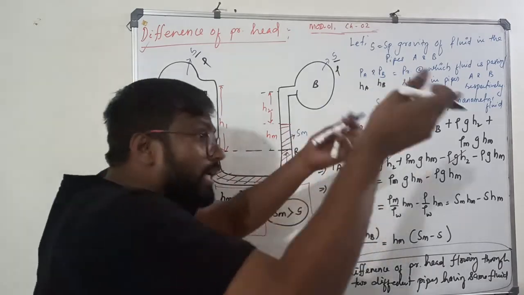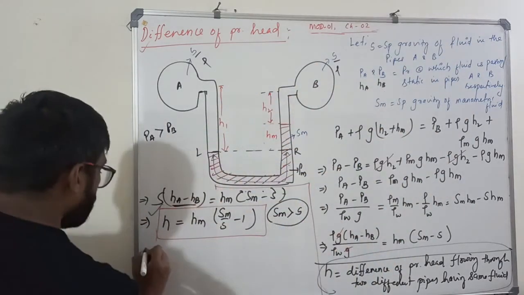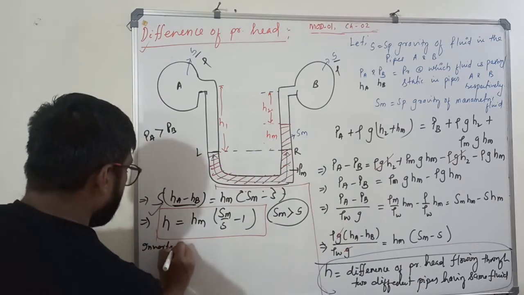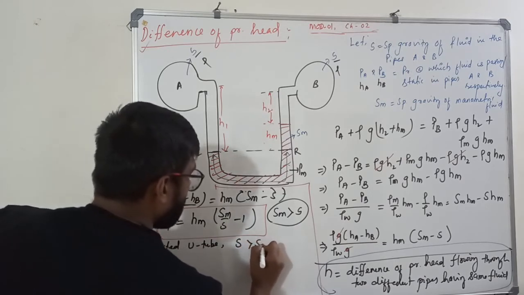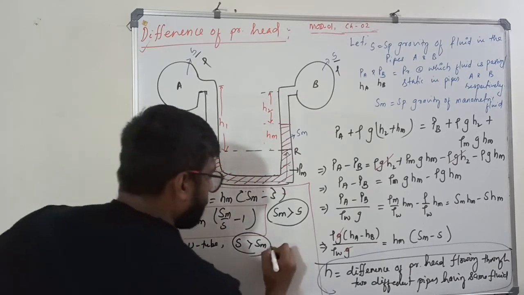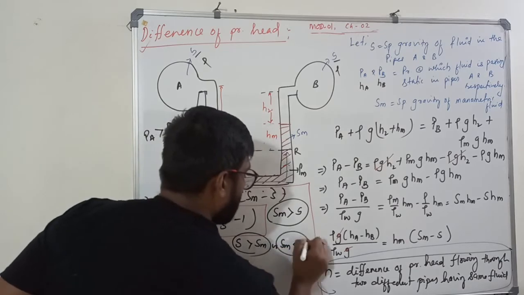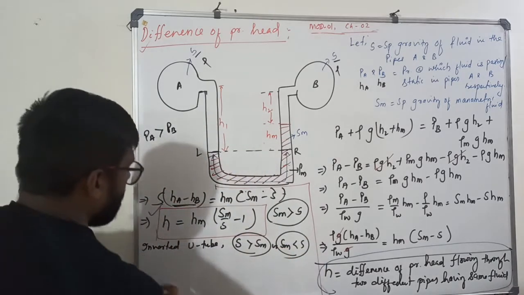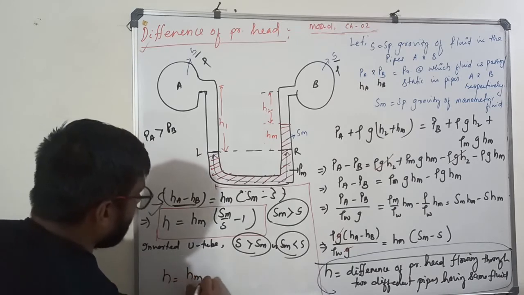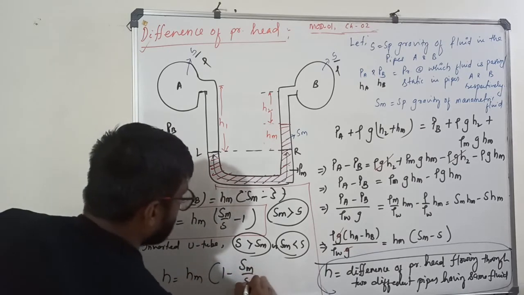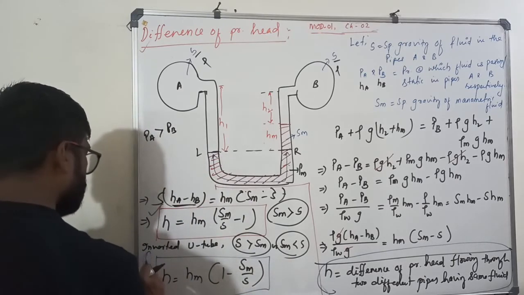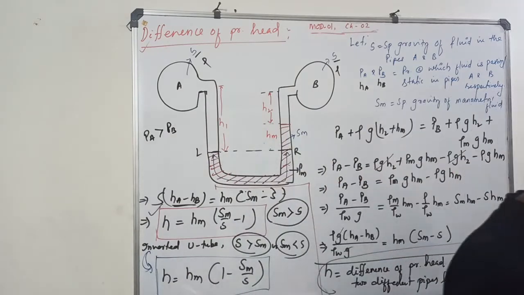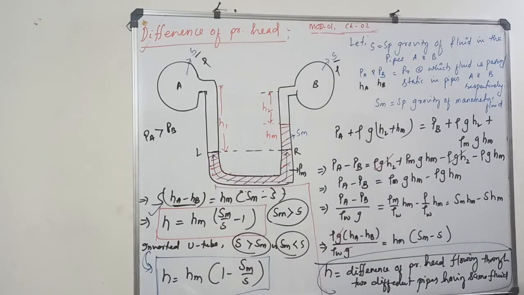Okay. In case of your inverted U-tube, where S is greater than SM, or your manometric fluid is lighter than S, what will this formula become? This formula will become H is equal to HM into S, 1 minus SM by S. This is the formula for the inverted U-tube manometer. Okay, very good. Pause the video, note it down please.